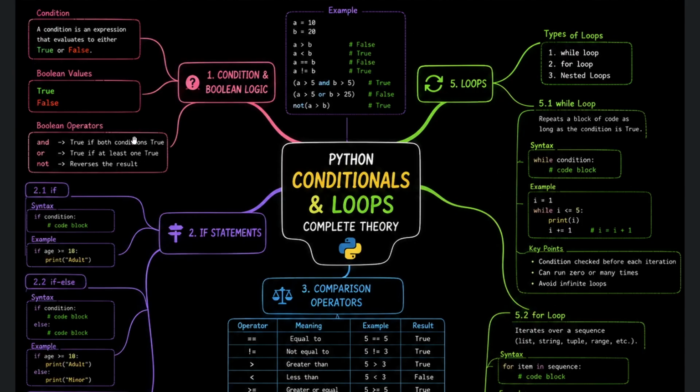If we have to check Boolean values, we have to use Boolean operators. For example, if we have two conditions and we have to check whether both conditions are true, we join them using and. If we have to check that at least one is true, so both can be true or one can be true, we use or. And not basically reverses the result.